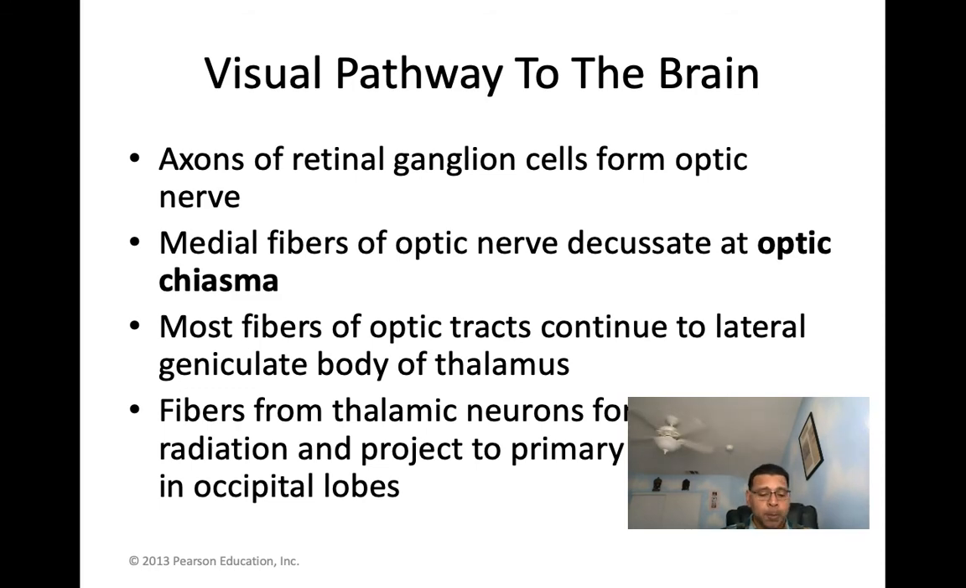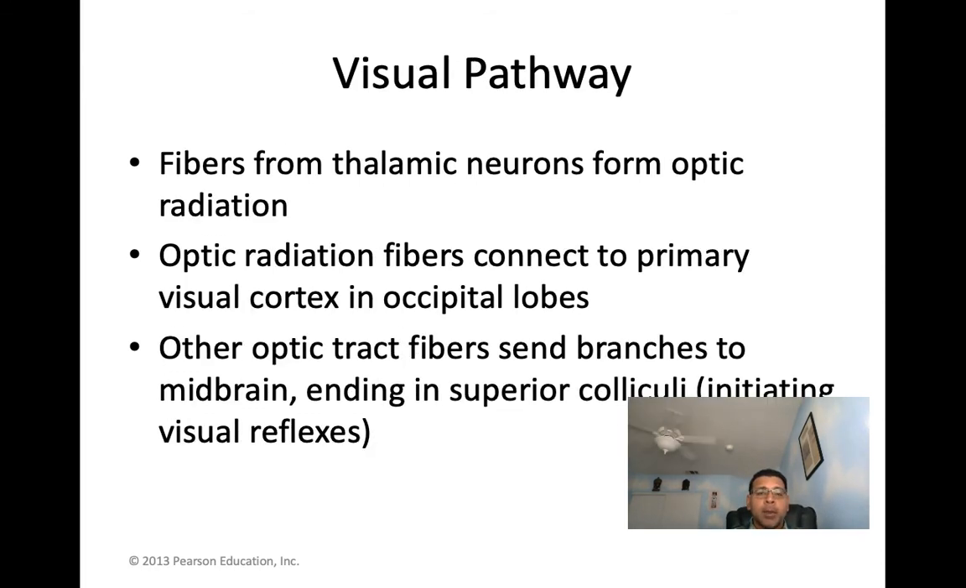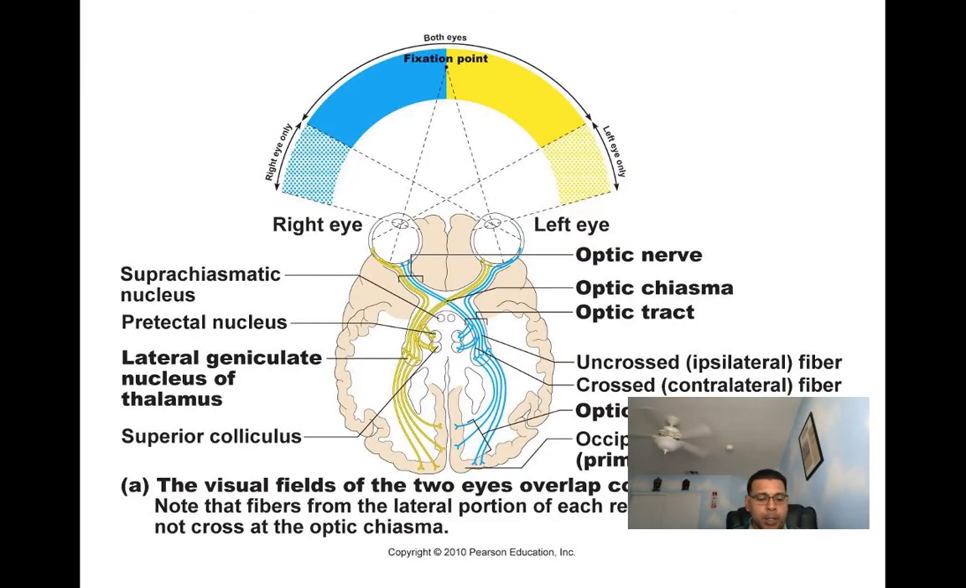So let's check out the visual pathway to the brain. Here we can move over to this picture. Now here we'll trace the visual pathways to the visual cortex. We can start with the optic nerve. The optic nerves are going to be formed by the axons of the retinal ganglion cells, and they're going to transmit information to the next area.